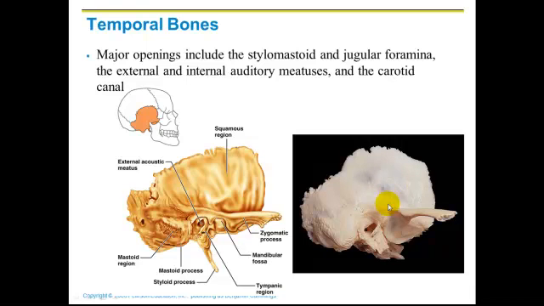The major openings of this include the stylomastoid and the jugular foramina, as well as the external and the internal acoustic or auditory meatuses. This would be the opening for the ear canal.